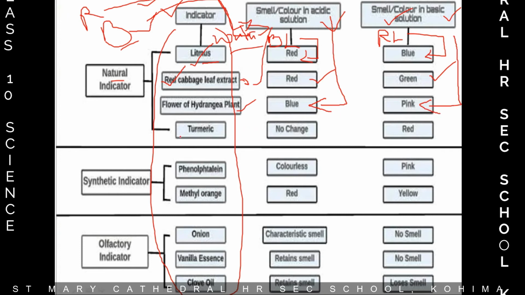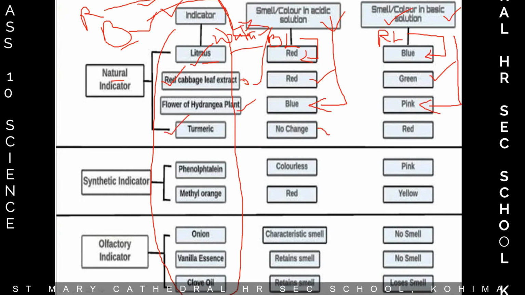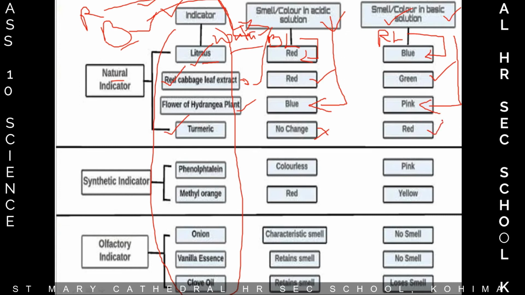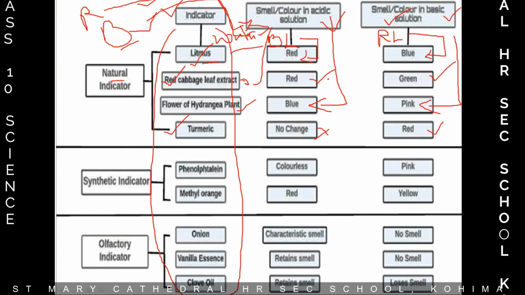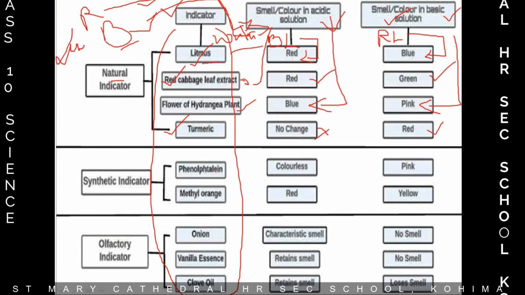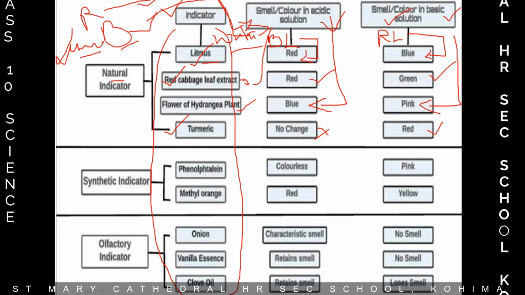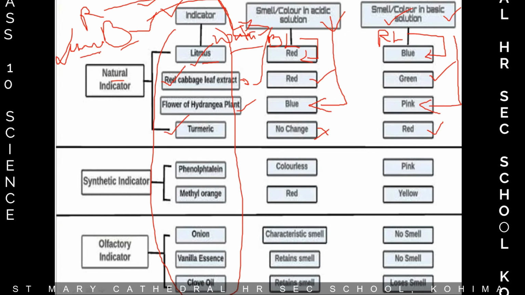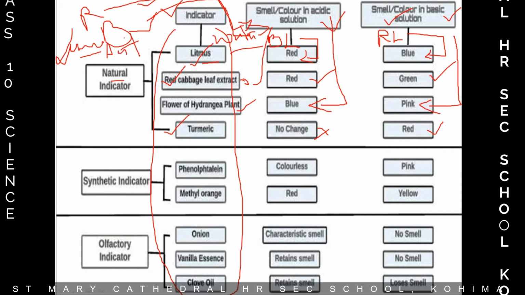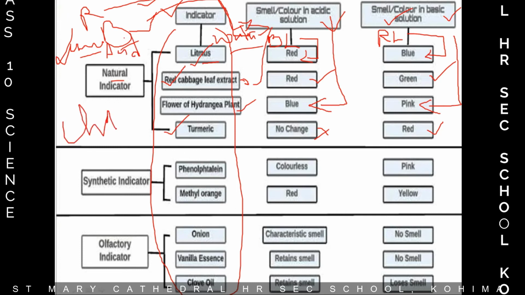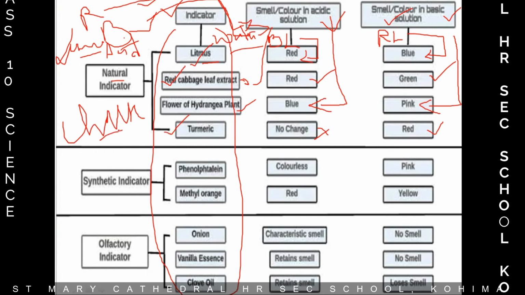Next thing is turmeric. Another thing you can take is turmeric. There will be no change with acid, but when you react with base, you will see red. Lemon is also sour in taste. You can take lemon as an acid, and chalk. You know what chalk is, right? You can take this chalk as your base.